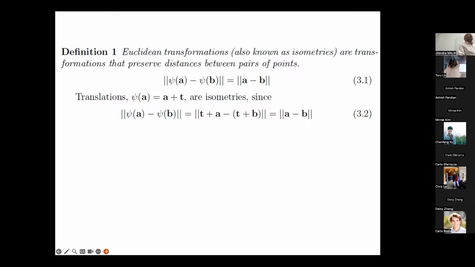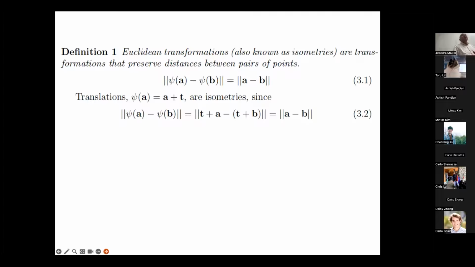Another term is isometry. This is a term used by mathematicians. What does isometry mean? Iso means equal. Metry is about distance. So that means distances are preserved, which is again the definition of rigid body motion. And I've stated this mathematically: you have some points A and B. You apply this transformation psi of A, psi of B. After the transformation, I can find the distance between them.